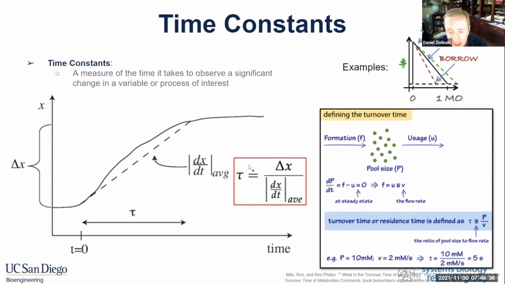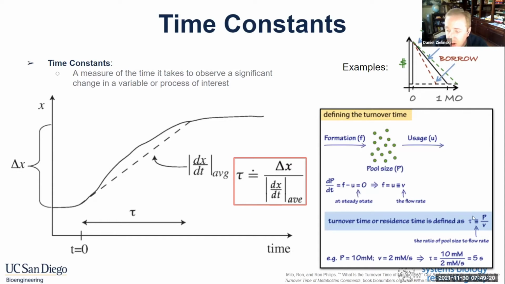What's nice about this is that it can be inferred very generally. Oftentimes you're simulating networks and you don't know what kind of time window to look at. This can tell you inherent time constants for different processes within your network. So for example, if you have some kind of pool with production and consumption reactions, you can define a time constant as that pool size P over what we call the turnover rate, so how fast this pool is getting changed.